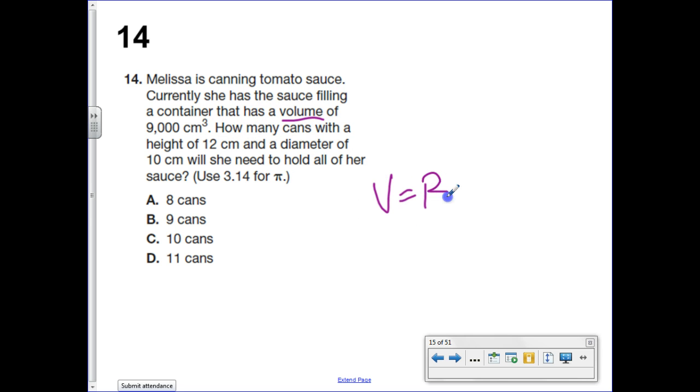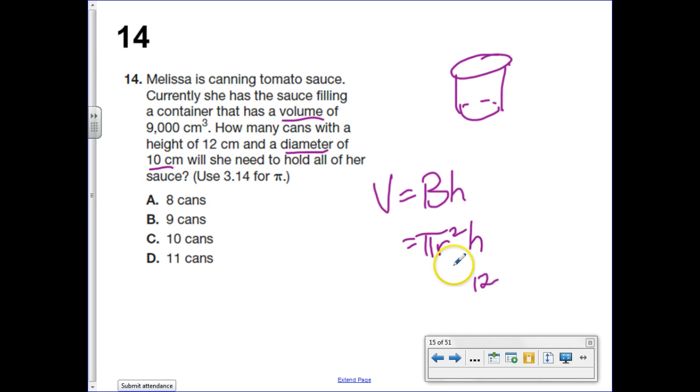14, on this one, we're talking volume. On your formula sheet, you are given this generic formula for volume. Because it is a round canister or a cylinder that we're using here, you're thinking, well, my base is a circle, and then times the height. The height is 12. It says the diameter is 10 centimeters. That means your radius is 5. And then you can go ahead and plug in 3.14 for pi.